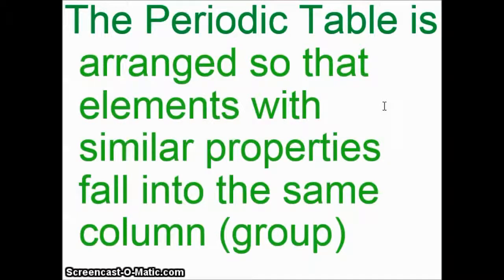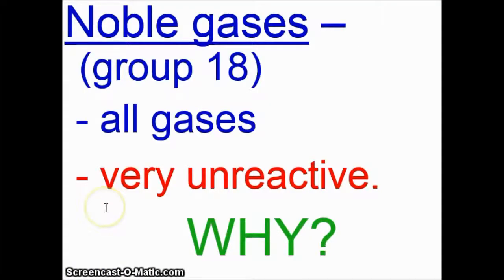The reason why they're called families is because these elements share similar properties. They have a lot of the same type of properties, and we'll look at what that means throughout this video. So the first group or family that I want to look at is the noble gases. This is group 18. First, they are all gases and they are very unreactive. They don't really react with anything at all.